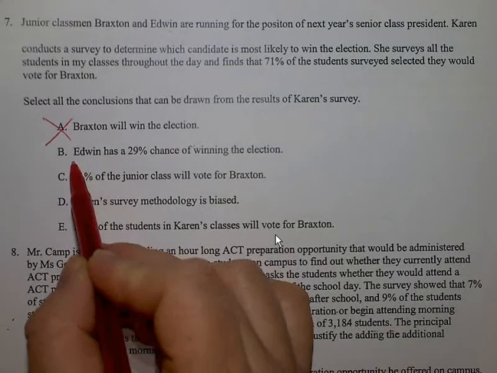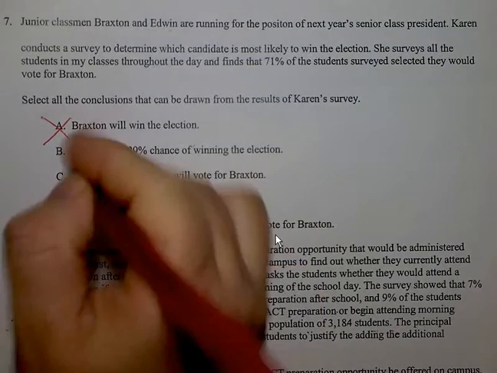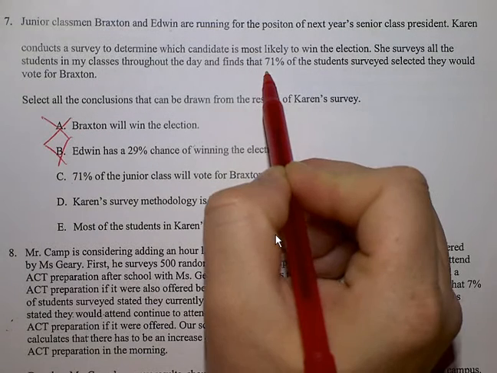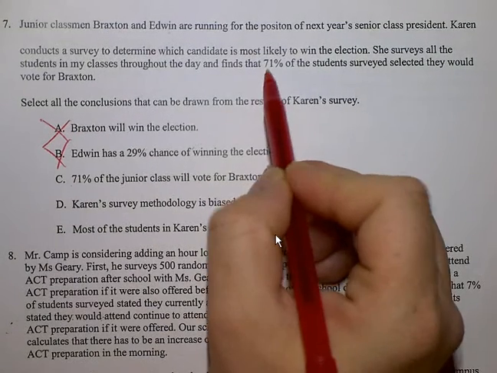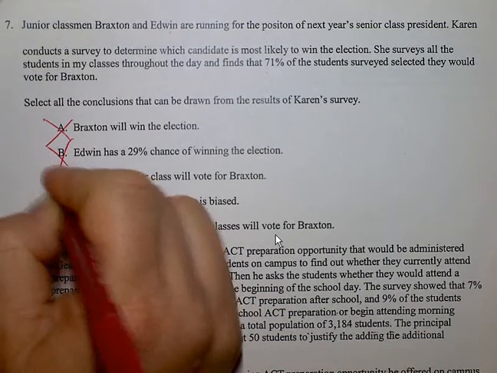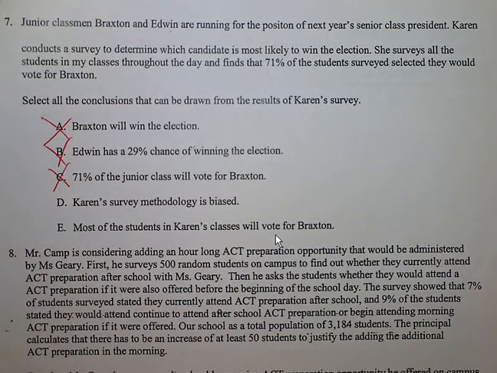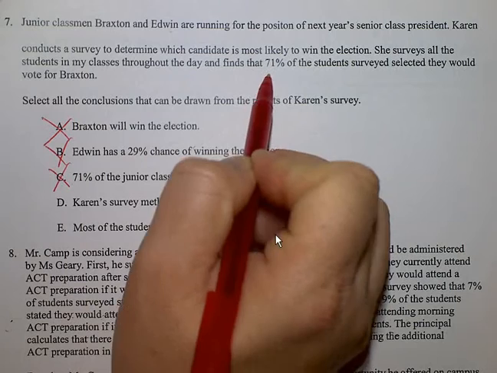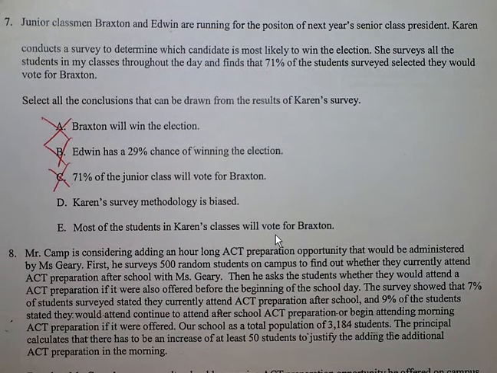Edwin has a 29% chance of winning. Not true, because we don't assume that this is a good representation of the entire population. 71% of the junior class will vote for Braxton. No, 71% of the kids in my classes will vote, but since it was not a good, simple, random sample, it was a biased sample, we can't assume that that is an accurate representation of how the entire junior class feels. Karen's survey methodology is biased.